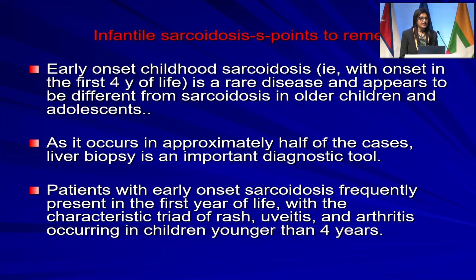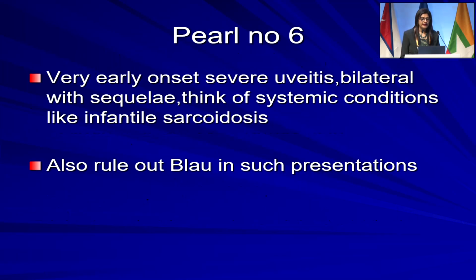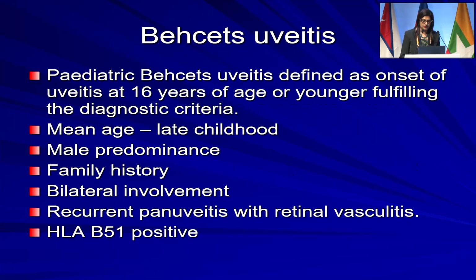So infantile sarcoidosis, the points to remember are: it is an early onset disease. It can occur in approximately half of the cases. You will need a liver biopsy, and it presents in the first year of life with a characteristic triad of uveitis, rash, and arthritis. And it is what you should keep in mind if a very early onset uveitis comes to your clinic. The differential diagnosis is a condition called Blau syndrome, which is a juvenile systemic granulomatosis, which is familial, and you have NOD2 mutation positivity. So very early onset severe uveitis with sequelae, think of infantile sarcoid or Blau syndrome.